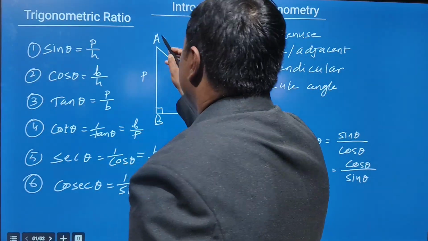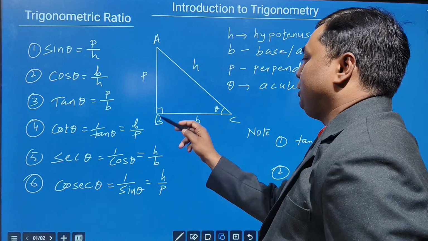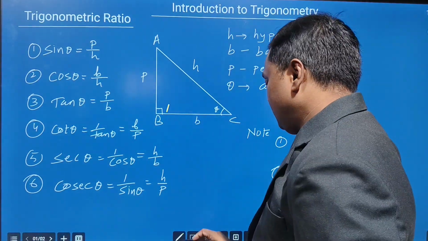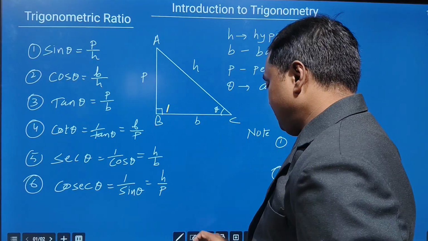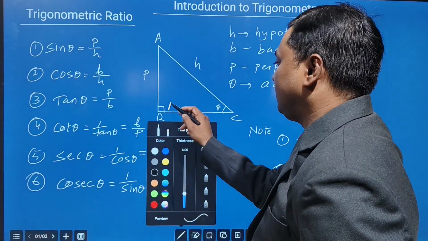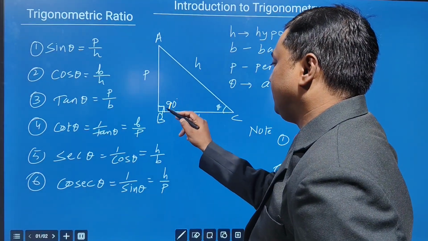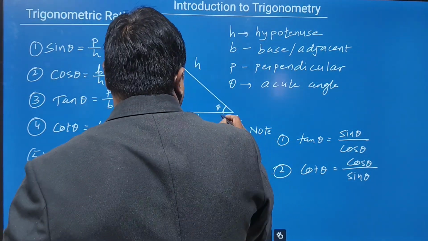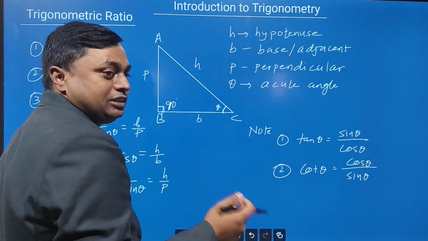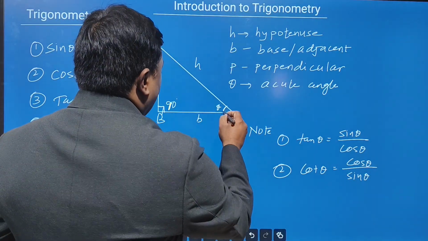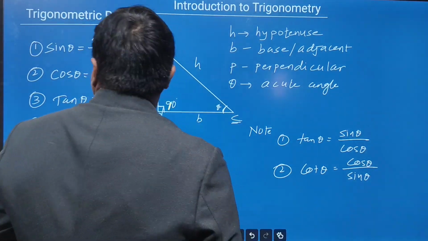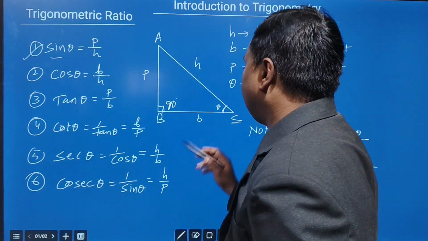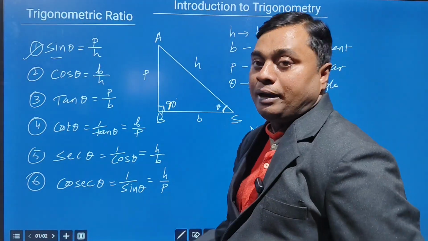So let's consider one triangle ABC, which is a right angle triangle, with angle B as 90 degrees. This angle B is 90 degrees. And we are considering one acute angle theta, which is less than 90 degrees, at angle C. So when we talk about the trigonometric ratio sine of theta, what do we mean by sine theta? Sine theta is equal to P by H.